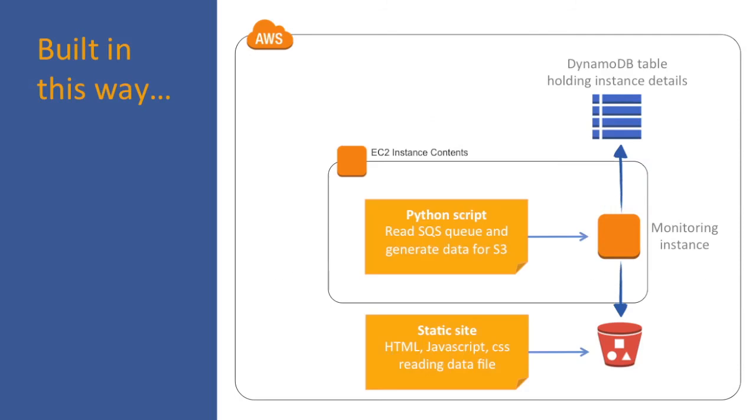Now the simple script will be a Python script, and I'll talk you through some of the basics in there so you can get familiar with some of the APIs around SQS, DynamoDB and S3. But it's basically going to read the SQS queue and generate some data for S3. And then S3 has some static content, HTML, JavaScript and CSS, and then it'll read that data file that we're going to pop out into the S3 bucket from the client browser, and ultimately forming up our tables of a dashboard that will look something like this.